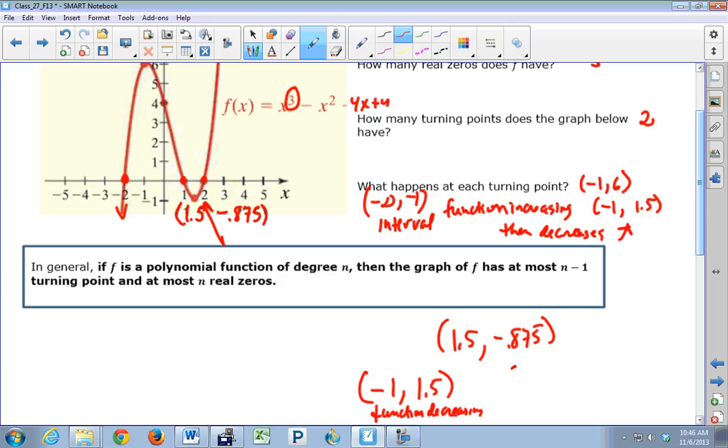And then what's happening, from 1.5 to positive infinity, what's happening to my function? From x equals 1.5, which is right here, all the way out, what's my function doing? Increasing, right? So you see here, your function turns around from being a decreasing function to an increasing function.